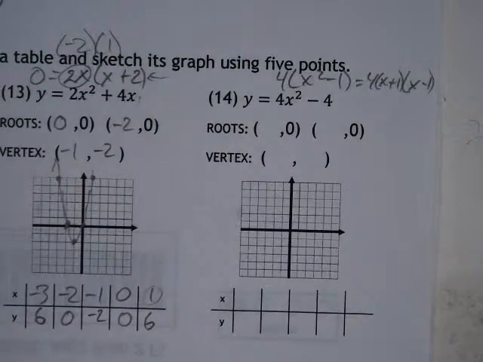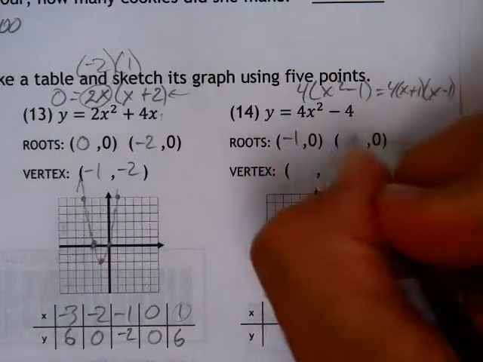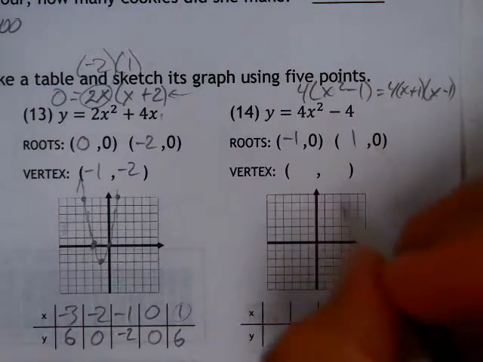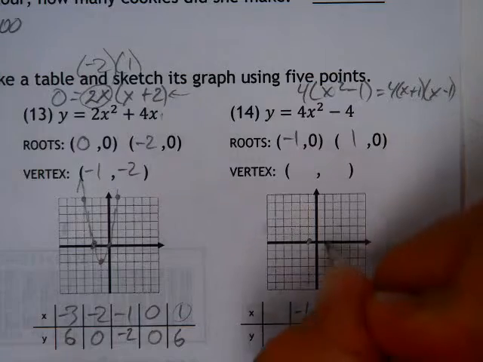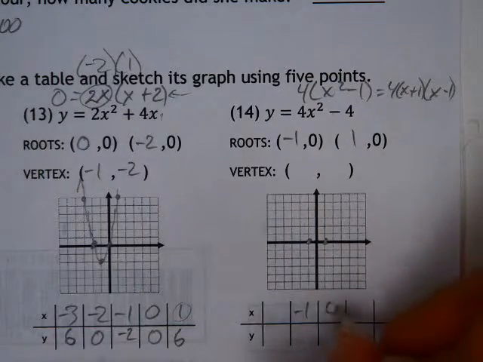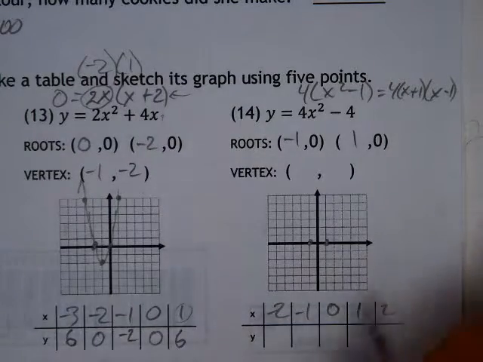Okay? So if you look at that, your roots are going to be simple. They're going to be a negative 1 and a positive 1. Your vertex then is going to be at 0. So if you look at negative 1 and positive 1, 0 is directly in the middle. So it's a pretty easy table to kind of make up.